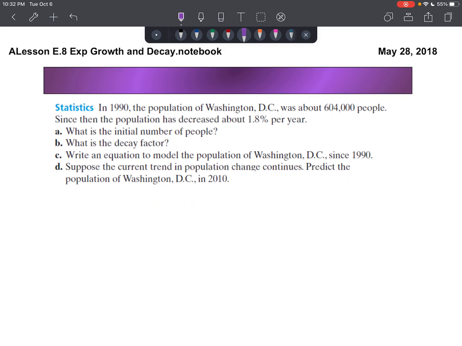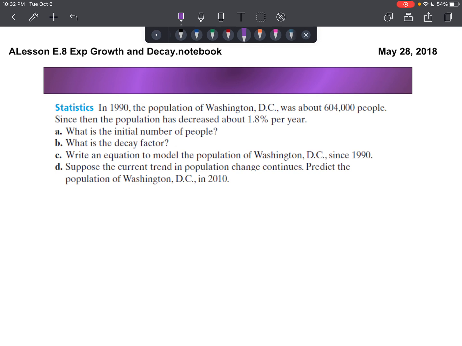Okay, in 1990, the population in Washington, D.C. was about 604,000 people. Since then, the population has decreased about 1.8% per year. It's very interesting because I think it would be interesting to see what the population is now. Pretty sure that that downward trend continued. I just don't know if it continued at that particular decay rate.